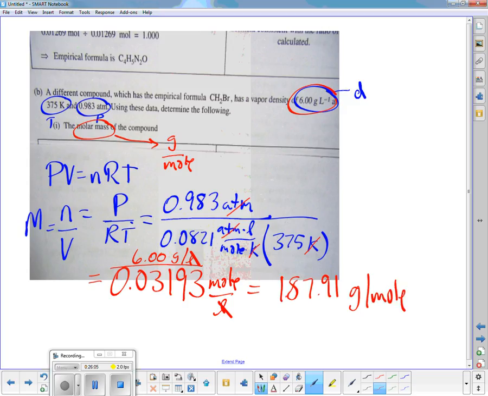See how close we came. 188, because 3 sig figs. So 188 is the right answer, grams per mole. Oh, we don't circle. 187.91, 188.